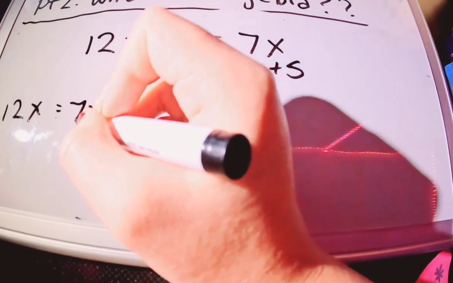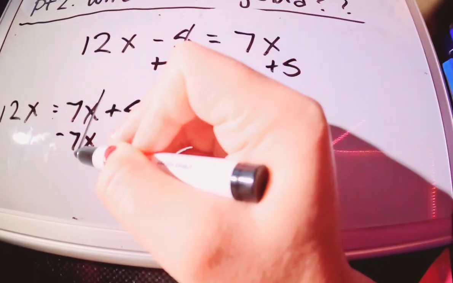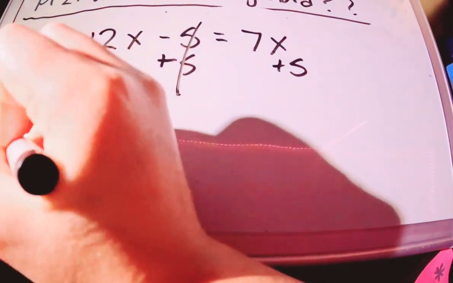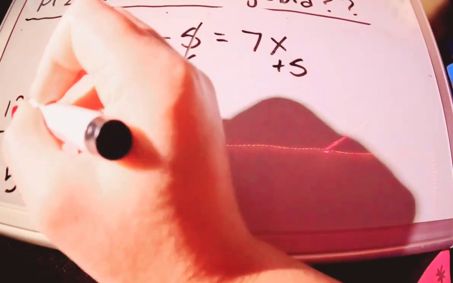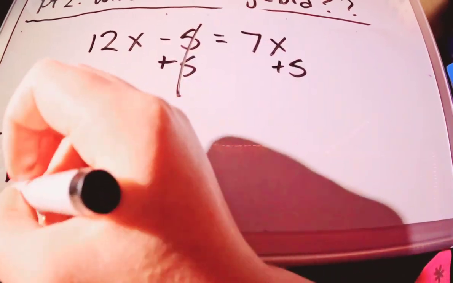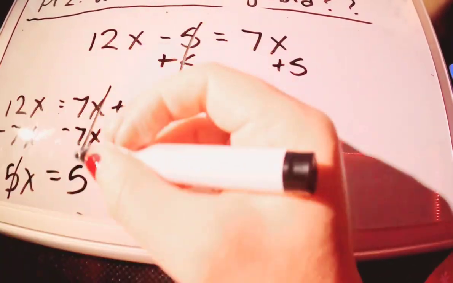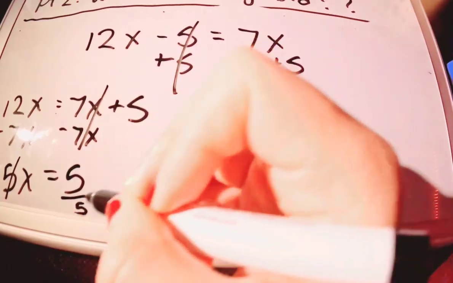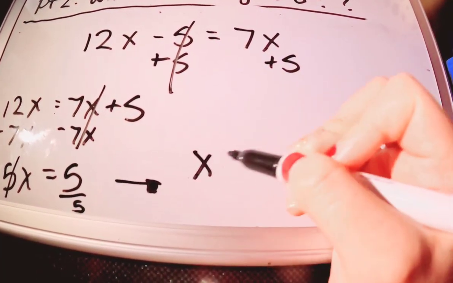And we can bring this 7x over to this side, so minus 7x. So that cancels out. And what we do to one side, we have to do to the other side, so also minus 7x. So 5x would equal 5 right here. We can divide both sides by 5. So divide this by 5 to cancel it out, and divide this 5 by 5. And 5 divided by 5 is 1. So x equals 1.